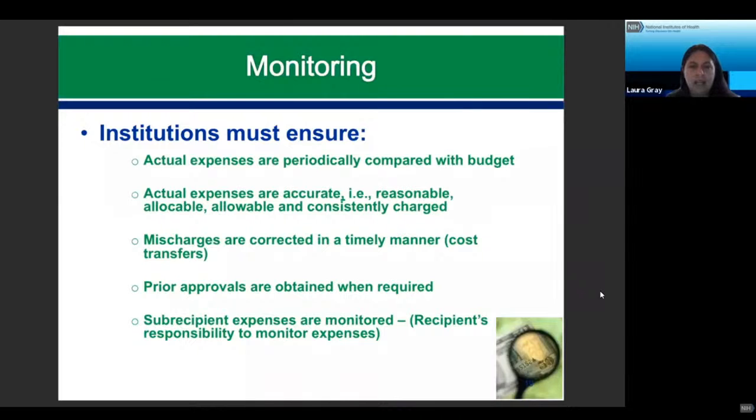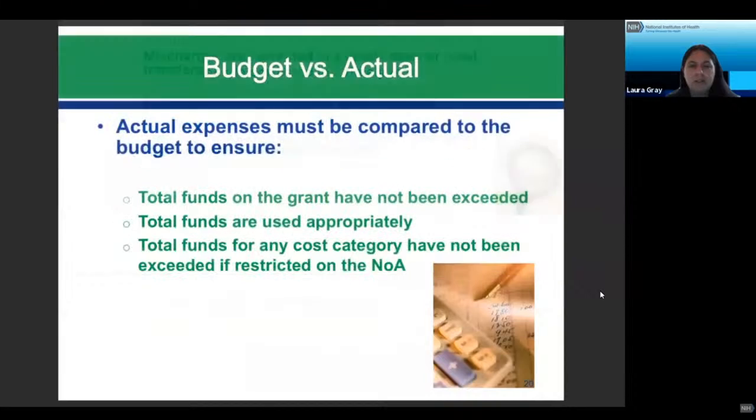And this next slide shows how monitoring activities must include comparing actual expenses to the budget that you were authorized, to ensure that total funds on the grant have not been exceeded. So you're not spending funds that you don't have for that award, that total funds are being used appropriately, so they're complying with the 4 tests of allowability, that total funds for any cost category have not been exceeded.